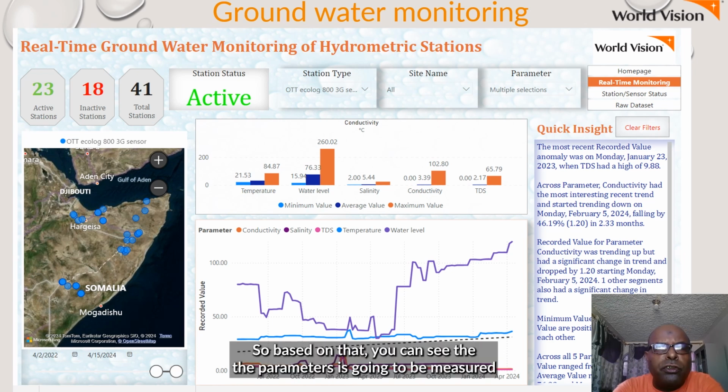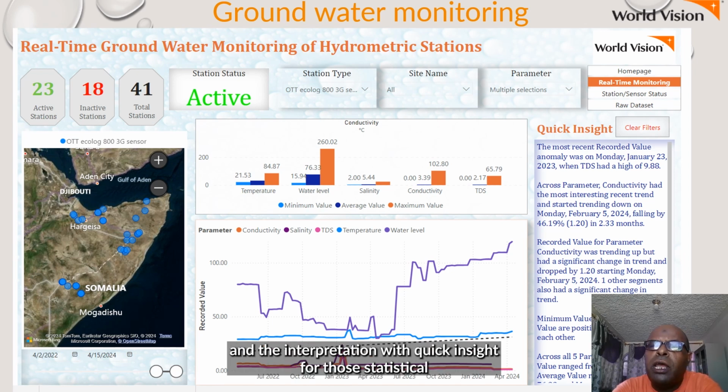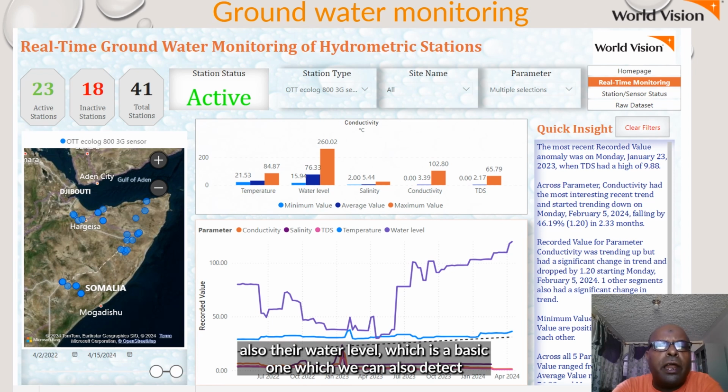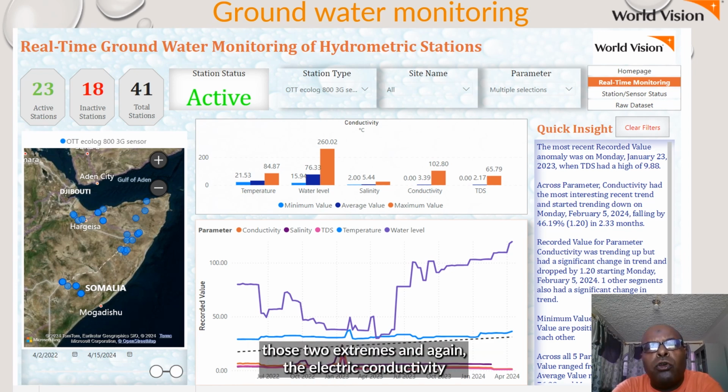So based on that, you can see the parameters that are going to be measured, and the interpretation with quick insight for those statistical information, like you see temperature also there, and water level, which is a basic one, which we can also detect, or look at the trend analysis, whether it is affected by drought and also how it is affected by flood, those two extremes.